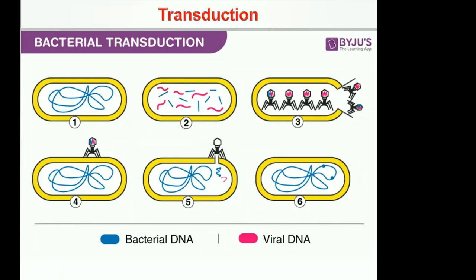And in the sixth case, it is forming new genetic material which has the genetic information of both, right? So this is a recombinant DNA formed in the sixth image. Understood? Or sixth cell, we can say. So this is the recipient cell. So this is all about bacterial transduction.